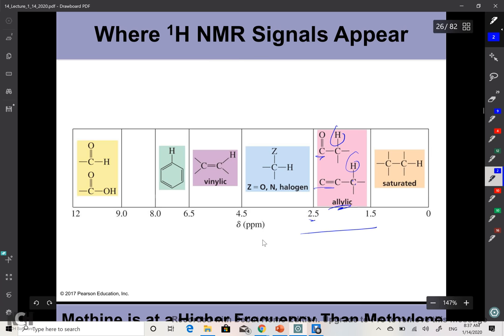Signals between 2.5 and 4.5 are most likely a hydrogen connected to an electronegative atom. It could be oxygen, nitrogen, chlorine, or fluorine. They will always appear between 2.5 and 4.7. And interestingly, signals between 6.5 and 8.0 are most likely aromatic signals, meaning signals of hydrogen connected to a benzene ring. High chances are that those protons belong to a benzene ring. That's the beginning, that's the way we start. By looking at the region where they appear, it already gives you an idea of what the structure will be.